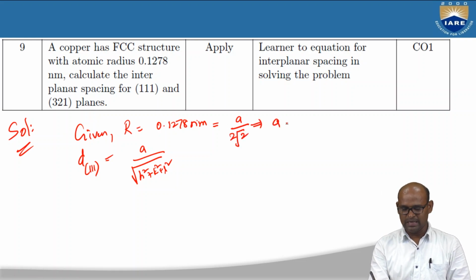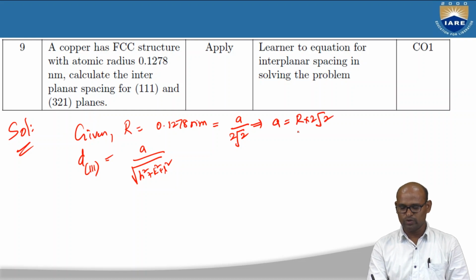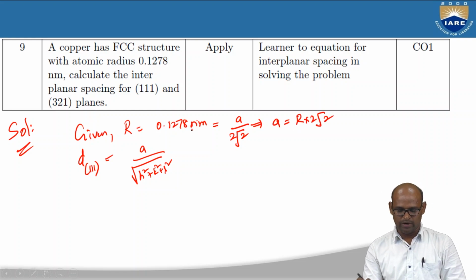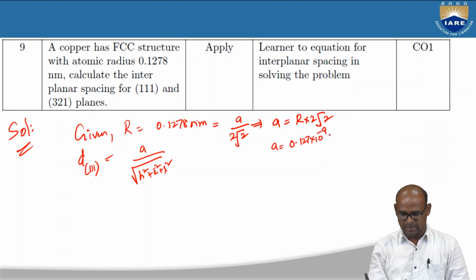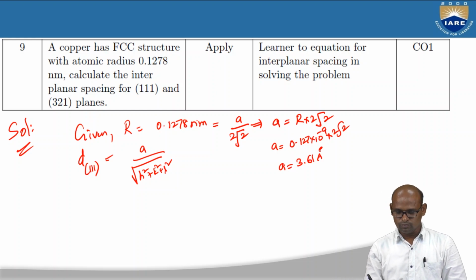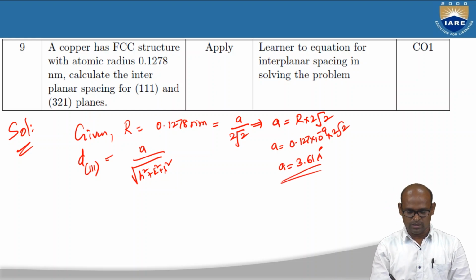So from this, A is equal to R into 2 square root 2. So we know the value of R, 0.1278 nanometers. From this we can calculate A. So A is equal to 0.1278 into 10 power minus 9 into 2 square root 2. So we will find A as 3.61 angstroms. Once we get A, we are going to substitute here.